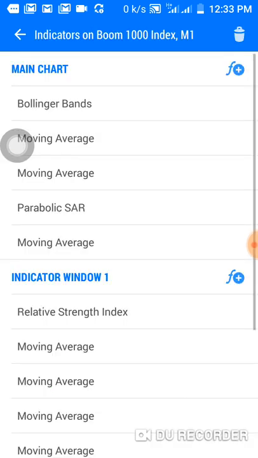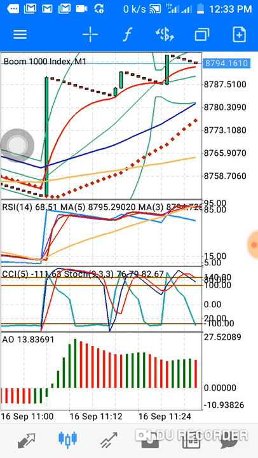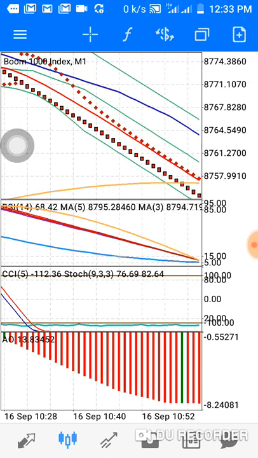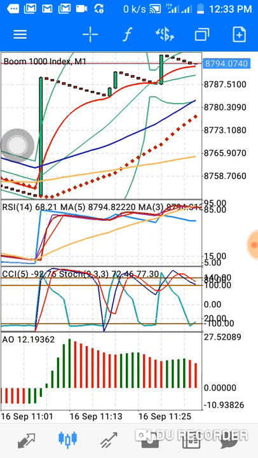The last indicator on the main chart is Parabolic SAR. Parabolic SAR, that is the red dots below and above. You will also see it above. Can you see the red dots that trail the price chart? So these indicators are very, very important.